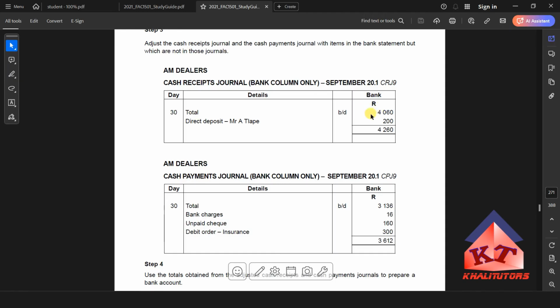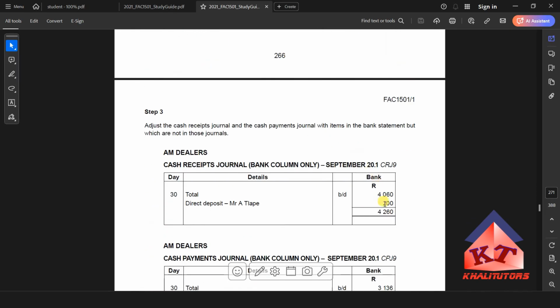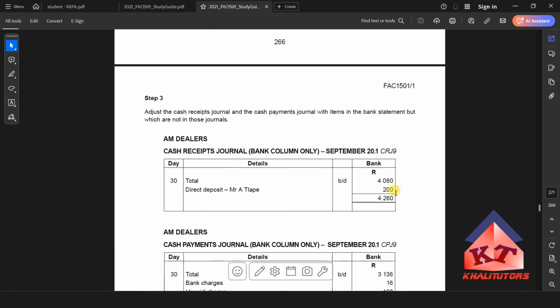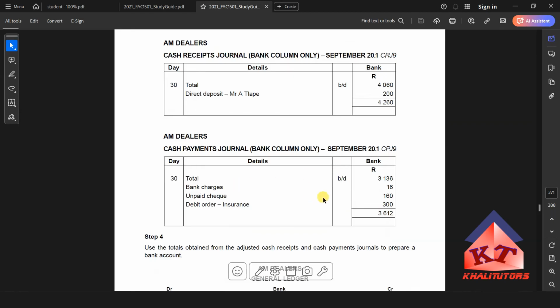Remember, this was the total for your cash receipts journal without adding the outstanding items, and after adding the outstanding items, this is the new total. You will take this new total for your cash receipts journal and use this on the bank account, okay? So cash receipts will be debited and cash payments will be credited, okay? So the new total is 4,260, and then you will also adjust the total for the cash payments journal.